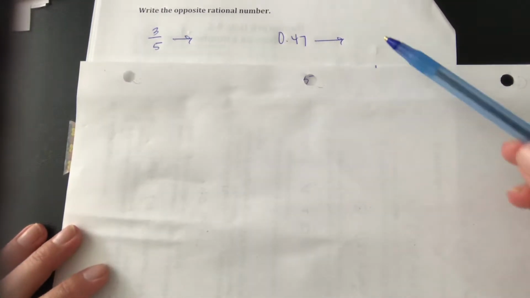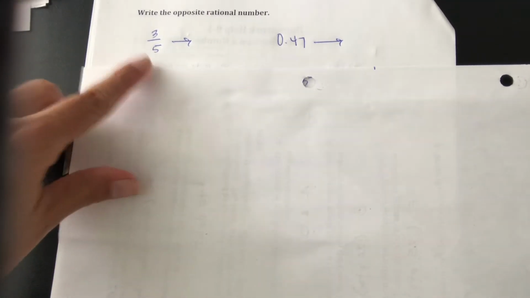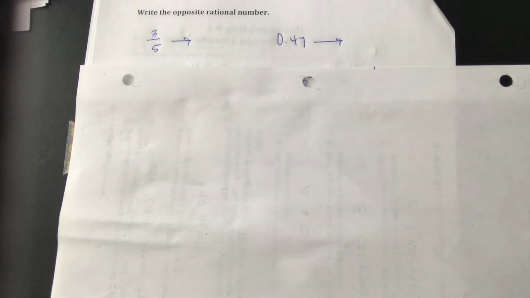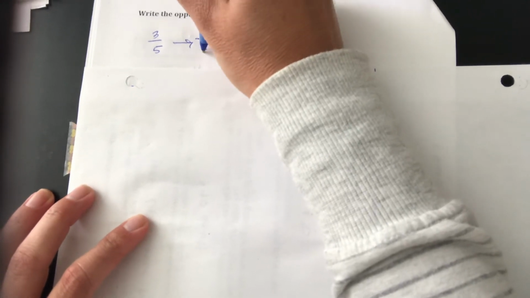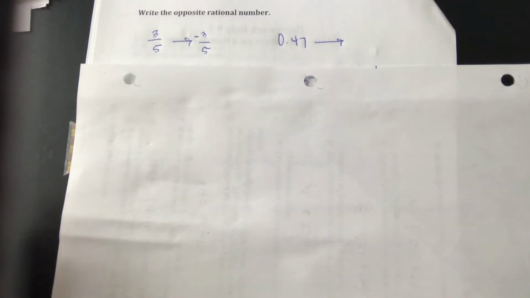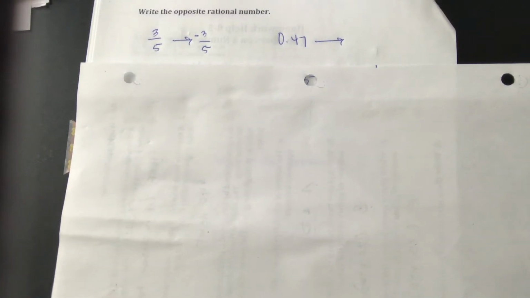And we are going to talk about opposites. We talked about the opposite of integers, but today we're going to talk about the opposite of rational numbers, okay? So the first ones we're going to do are 3/5 and 0.47, okay? Well, what is the opposite of 3/5? Well, the opposite rational number is negative 3/5. Okay, just like we did on our number line. Going to the right 3/5 or going to the left 3/5.